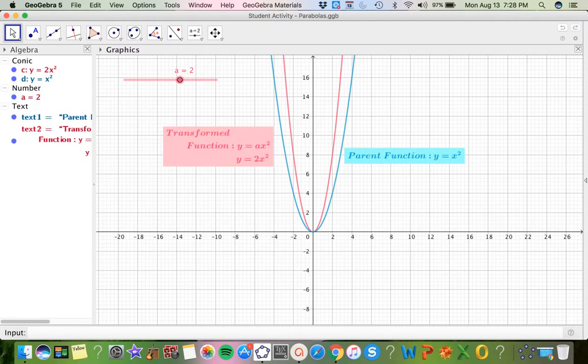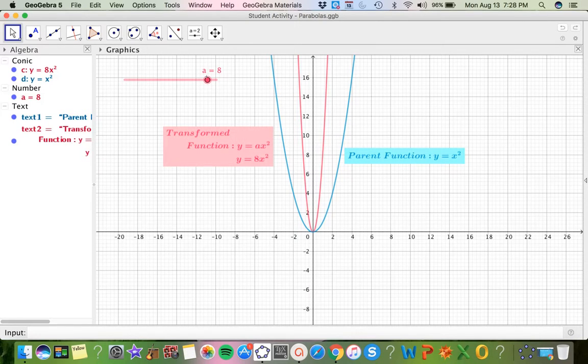Okay, a is at 2. What do you notice happened to this transformed function in comparison to the parent function? Not sure yet? Let's bump that number up a little higher then. Let's maybe make it 8. Okay, do we see any drastic changes? Hopefully what you're able to conclude here is that as I increased a, that pink function, our transformed function, became narrower.